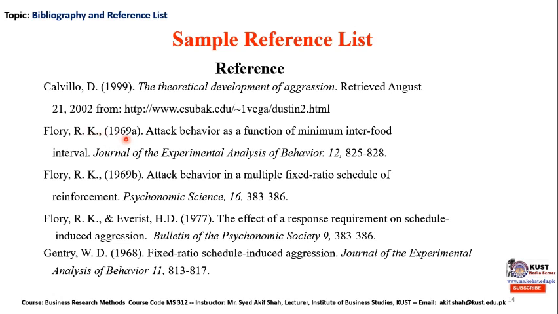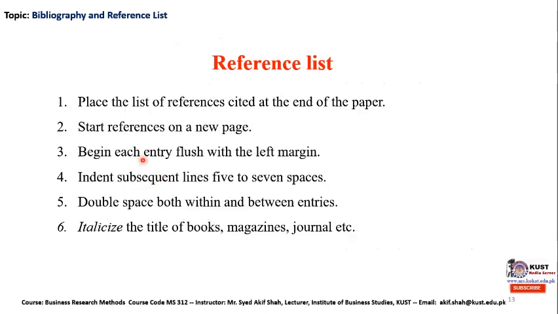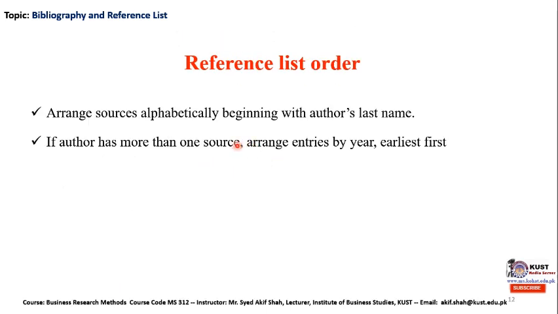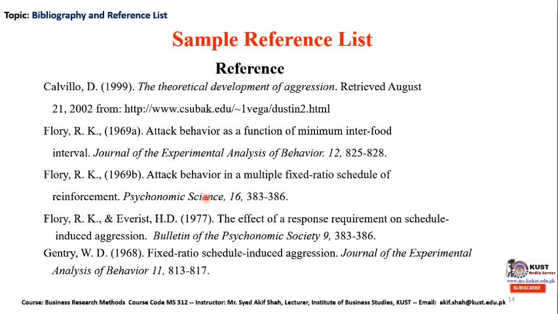Similarly, Flory RK 1969A and then 1969B. This was referring to the point that if the author has more than one source, arrange entries year wise. So we have arranged 1969A first, then 1969B. The same author has published two papers: Attack Behavior as a Function of Minimum Interfood Interval, and Attack Behavior and a Multiple Fixed Ratio Schedule of Reinforcement. But in the same year, this Flory has published two research papers.